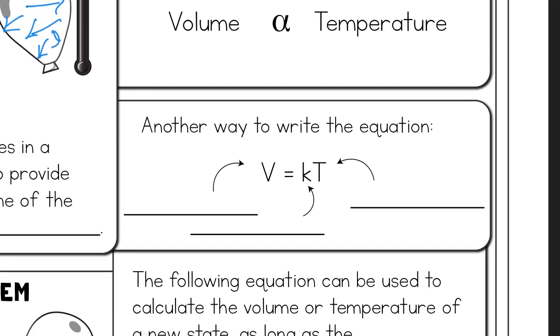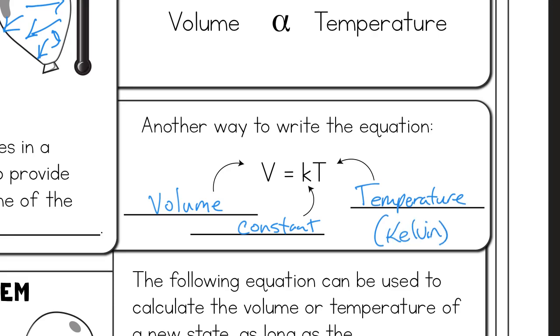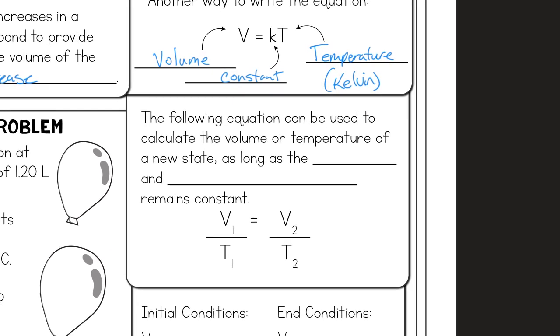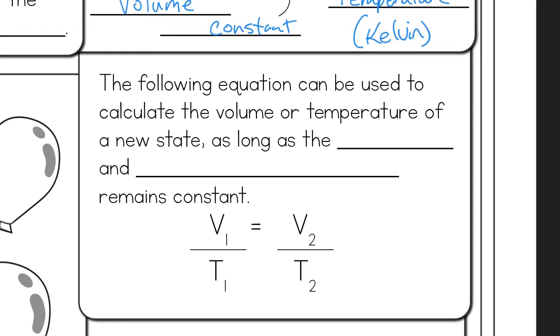Another way to write the equation, we would use V for volume, K would be a constant, and T would be temperature. Again, always in Kelvin. The following equation can be used to calculate the volume or temperature of a new state. So again, we've got a change going on here.